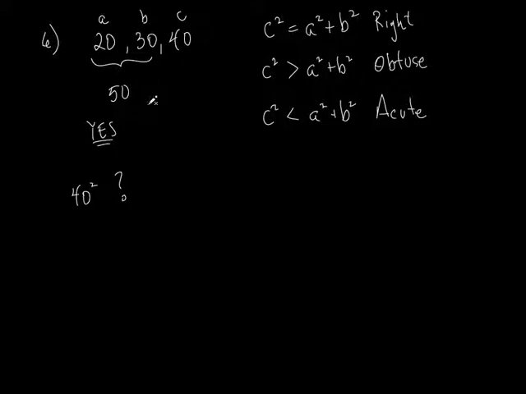So I put question mark. Then I take the other two, 20, and I square it. And I take 30, and I square it. Notice where I put the C. Look where the C is. It's on the left-hand side, isn't it?